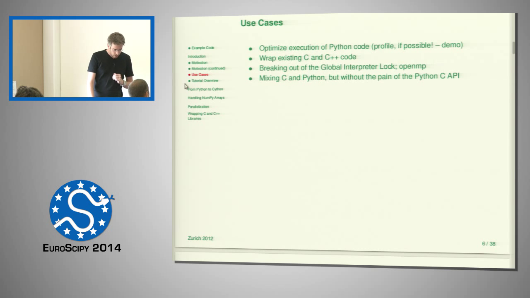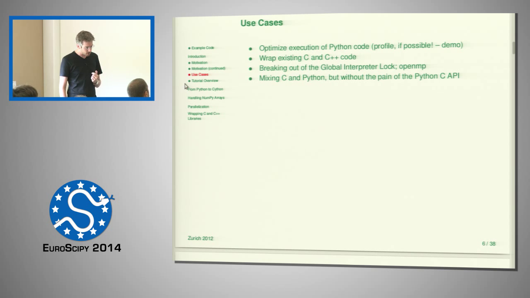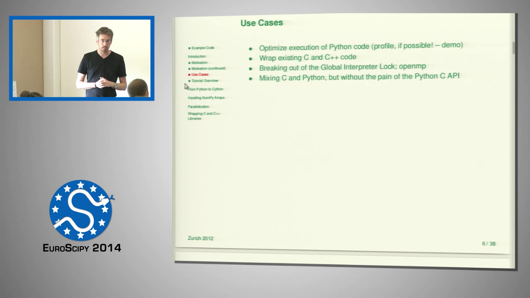So these are some use cases. You can optimize existing Python code. You can wrap your C and C++ code. I'll show you how to do that. You can break out of the global interpreter lock, so you can have threading, essentially, which you can't very easily in standard Python. And then you can mix C and Python, but without the pain of coding in the C API.